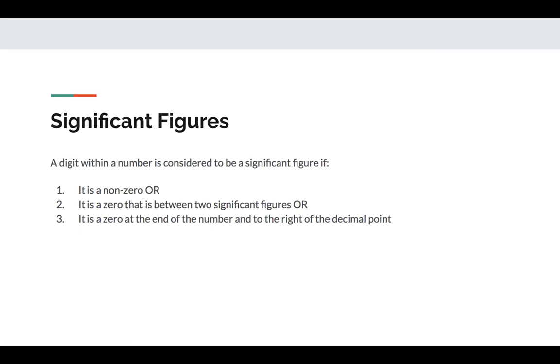So 0.190. That 0 on the end, even though it doesn't really mean anything, for instance, in math, it actually means a lot in chemistry. It means that that measurement was made to the thousandth place, so it's more precise. So that 0 on the very end is significant. And the 0 on the end of a number is significant only if it's to the right of a decimal point.